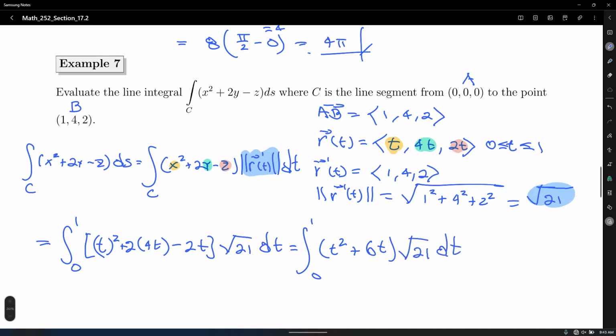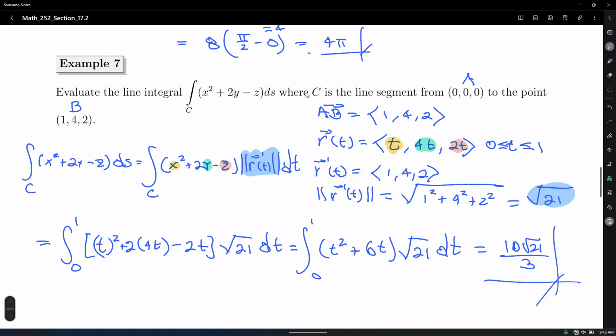This one I'm not going to evaluate. I'm going to give you the result. That's equal to 10 root 21 over 3. Final answer. So that's a few examples of type 1 line integrals.